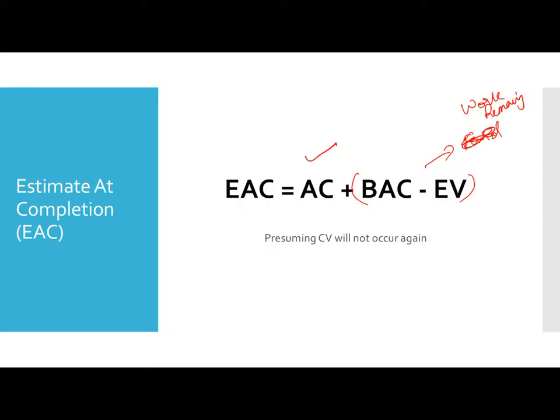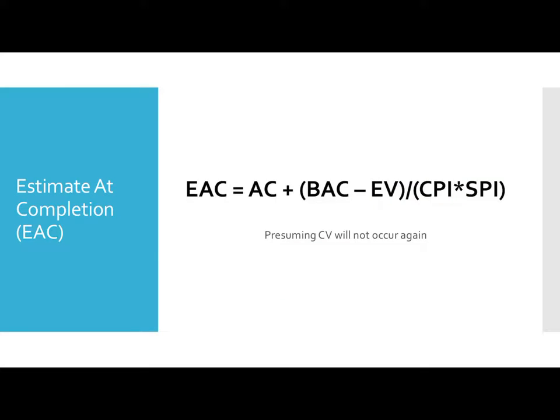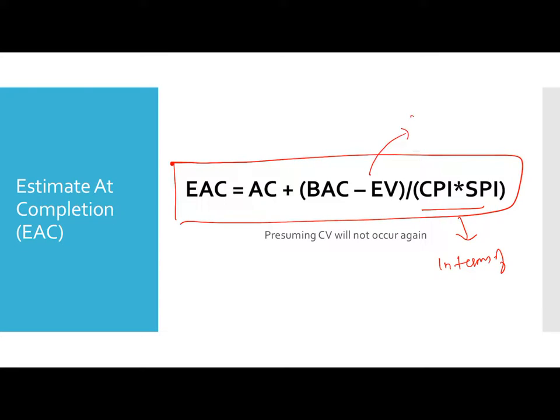Okay, so estimated completion presuming cost variance will not occur again: EAC is equal to AC plus work remaining, that's BAC minus EV. Okay, fine. Next, estimated completion presuming the variance will not occur again, in terms of SPI and CPI. If the question says find it in terms of SPI and CPI, please use this formula: that's actual cost plus work remaining divided by CPI into SPI. It will look something like this.